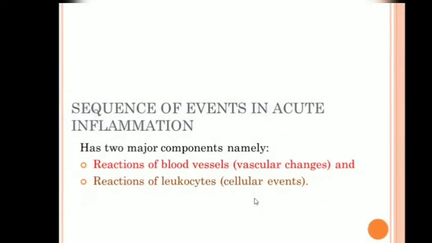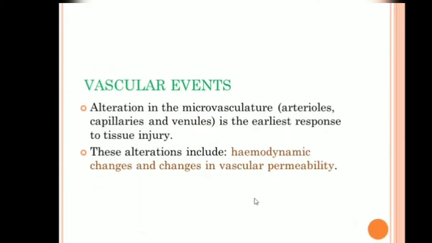Now, acute inflammation has two major components, namely reactions of blood vessels, that is vascular changes, and reactions of leukocytes, that is cellular changes. Now coming to the vascular events, it includes the alteration in the microvasculature, that is the arterioles, capillaries, and venules. It is the earliest response to tissue injury, and these alterations include hemodynamic changes and changes in vascular permeability.